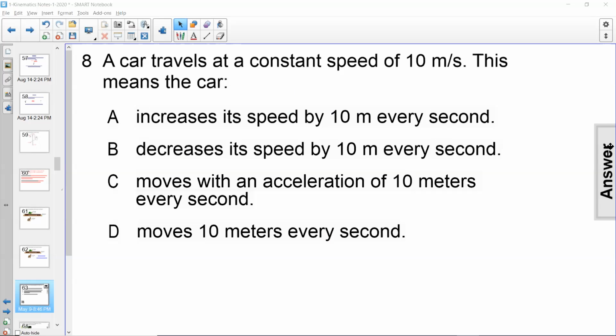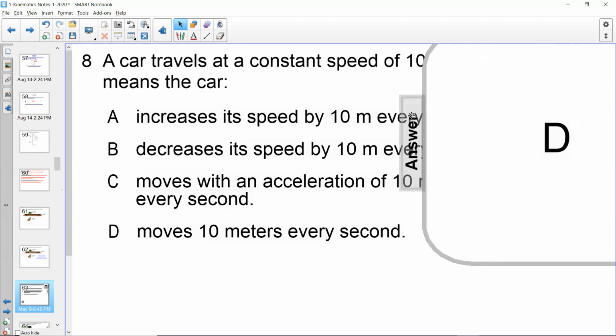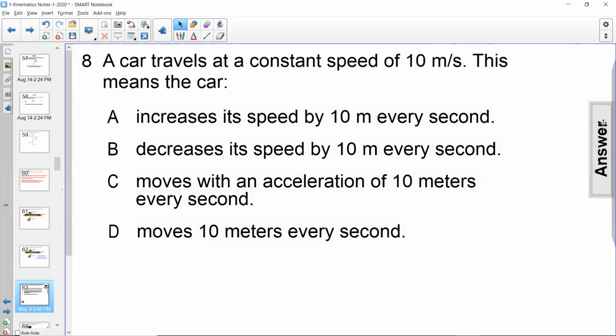Good, I'm seeing I think everybody choosing D. Speed has nothing to do with increasing or decreasing. It's just how many meters the object is covering per second.